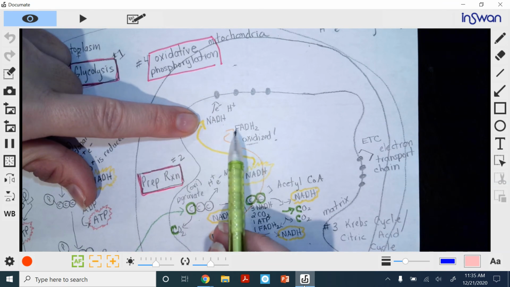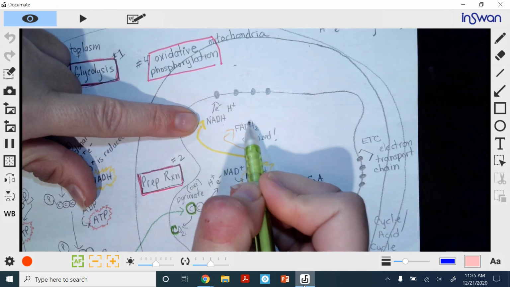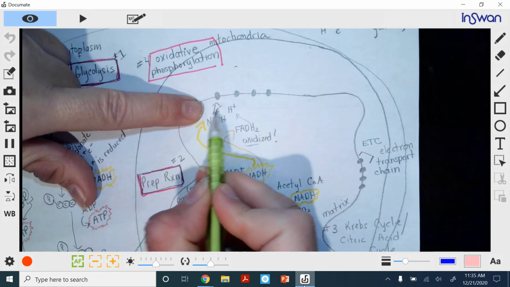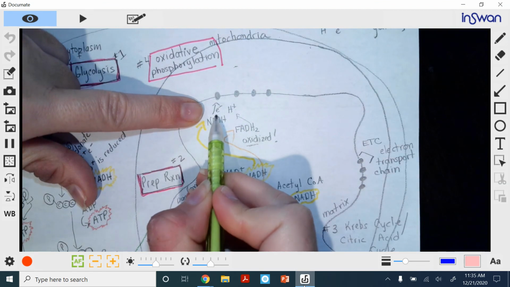So the NADH and the FADH2 are getting oxidized. They're going to release their protons and their electrons.